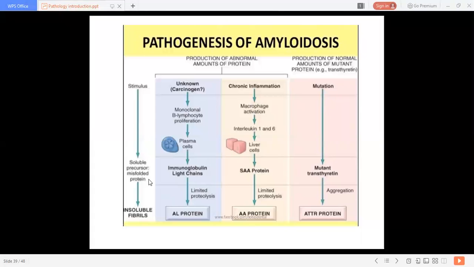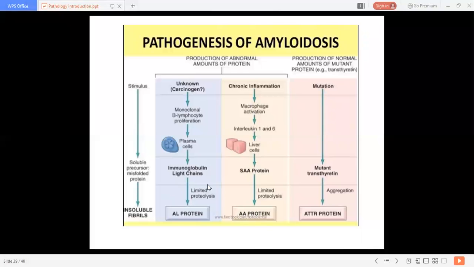Nucleation for fibrillogenesis. Then next is partial degeneration, that is proteolysis. And lastly, there is formation of insoluble precursor protein, that is either AL protein or AA protein, which forms in this pathogenesis.